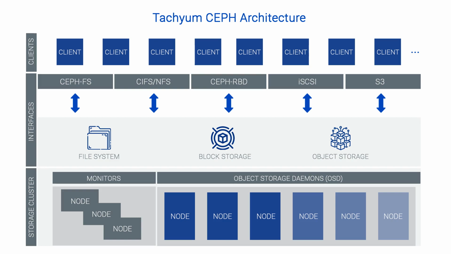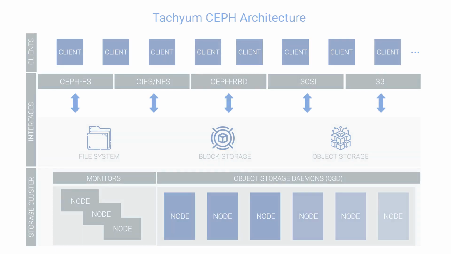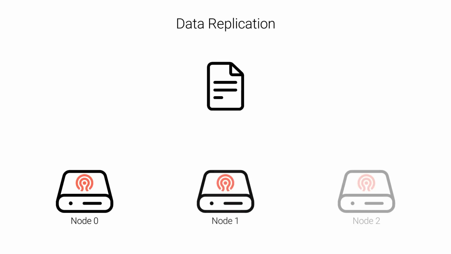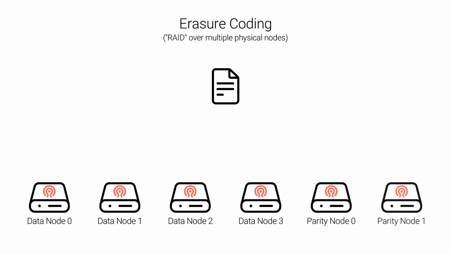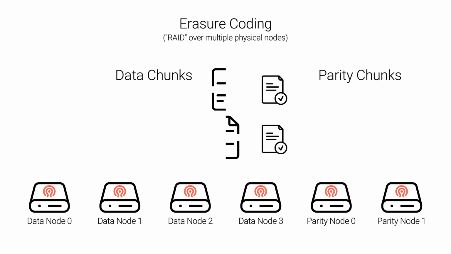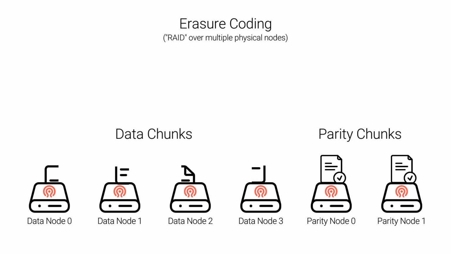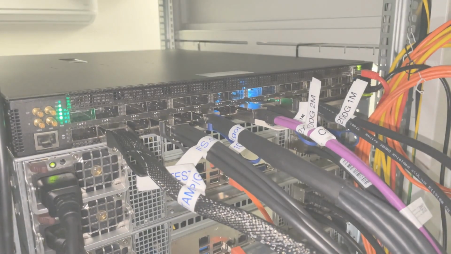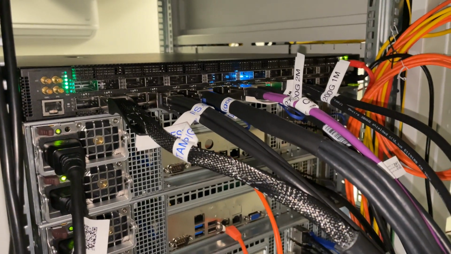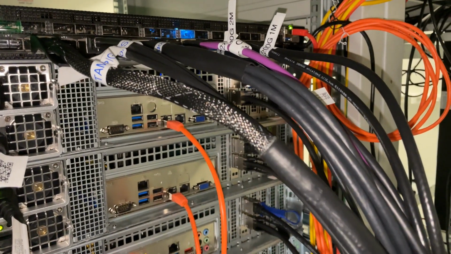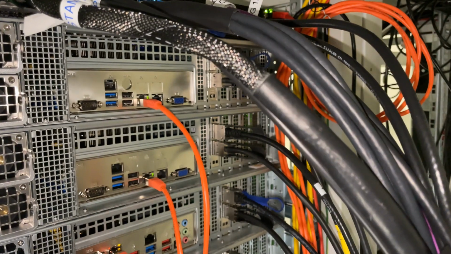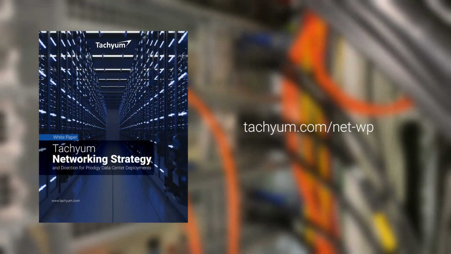On the storage nodes themselves, you can protect your data against data loss using either replication or erasure coding. Replication maintains multiple data copies over multiple nodes. And erasure coding is, roughly speaking, an equivalent of RAID distributed over multiple physical nodes. Of course, for this system to work properly, it needs to be backed by very fast networking. In our design, the network currently goes up to 400 gigabits per second, which satisfies the needs of modern supercomputing. If you want to know more about our networking concepts, please refer to our recently published networking white paper.